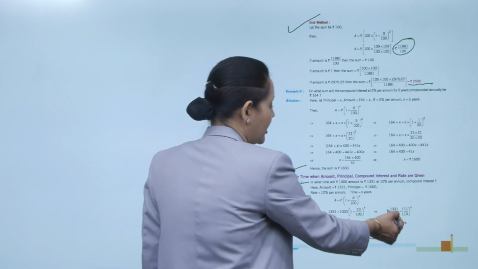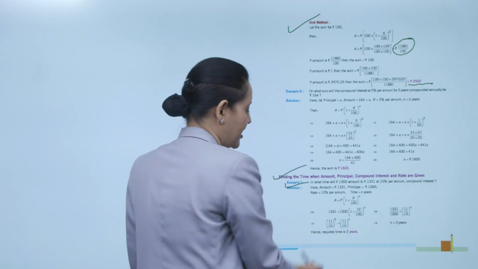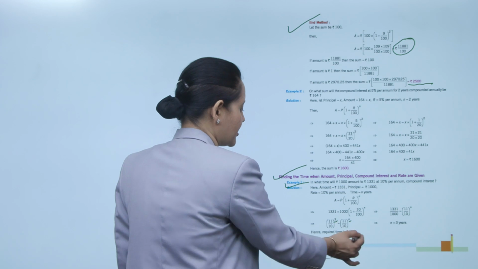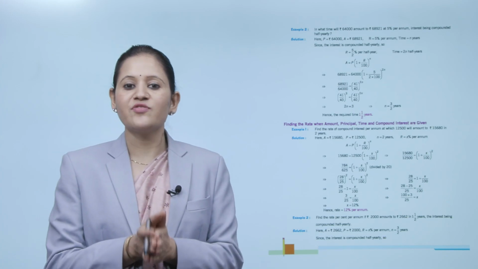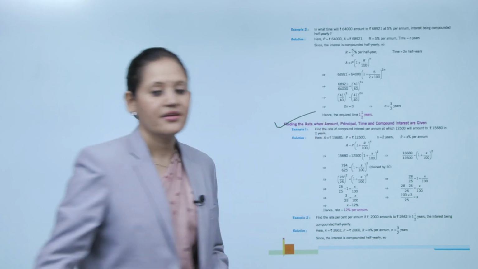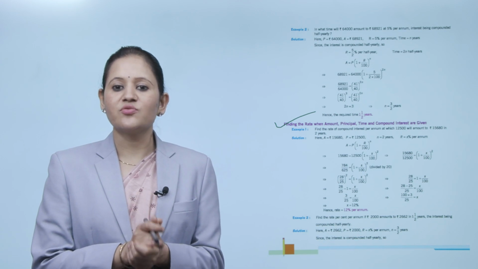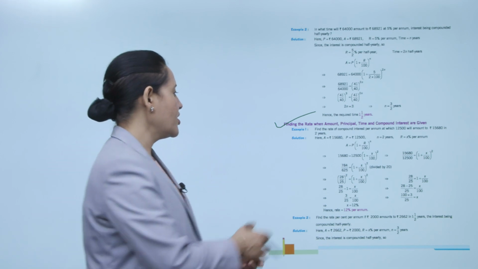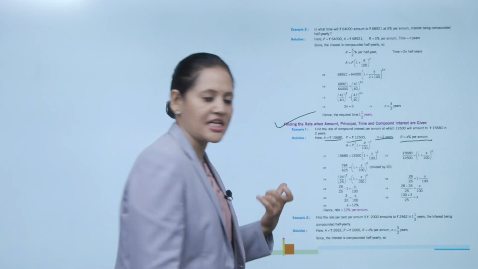So we'll see if we can write this in the form of a power of 11/10. We can write it as 11/10 to power 3. Now we'll compare the power. n equals 3 years. Clear? Next is finding the rate when the amount, principal, time and compound interest are given. We will take an example. Find the rate of compound interest per annum at which 12,500 will amount to rupees 15,680 in 2 years. So here the amount, principal and time are given, and the rate of interest is suppose x% per annum.